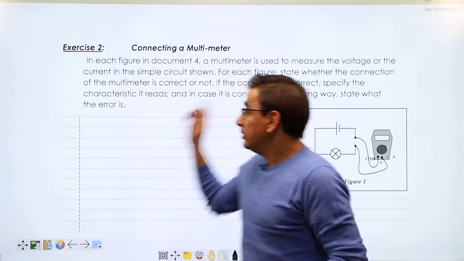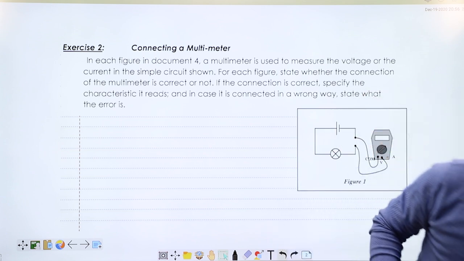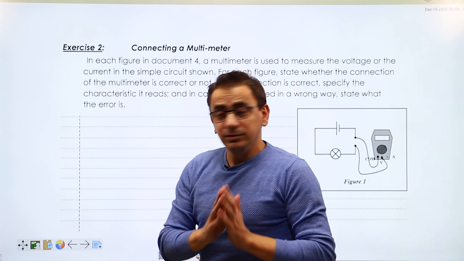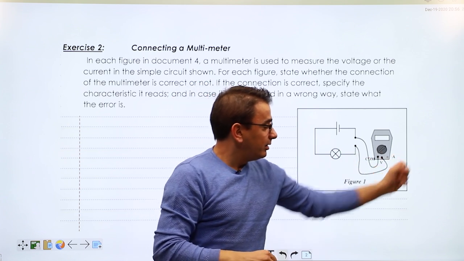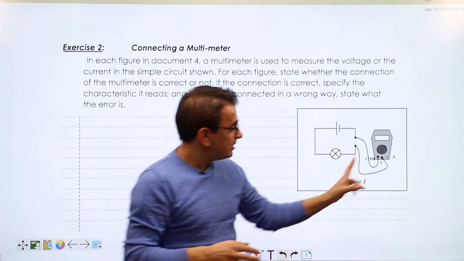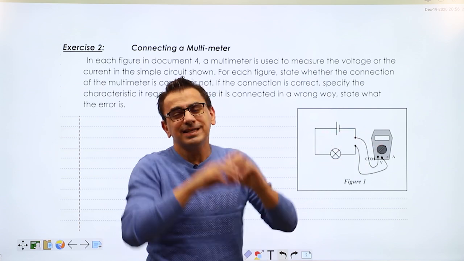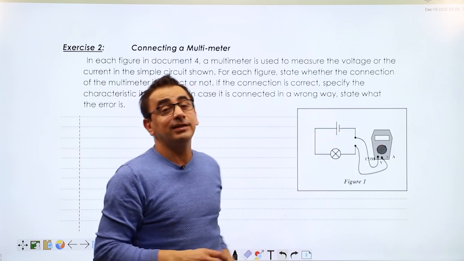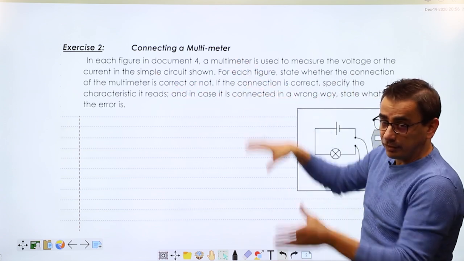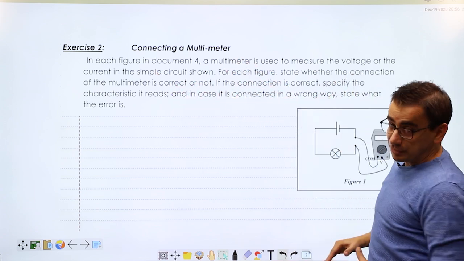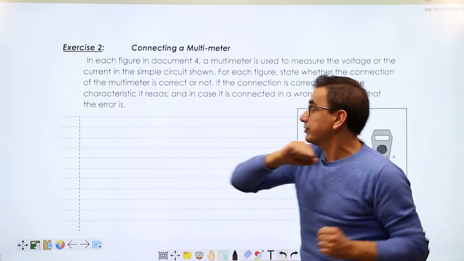Okay? Now, in this application, we just have the multimeter with the 3 entries or the 3 outlets, A, V, and COM. It is connected to a simple circuit made up of a generator and a lamp. In the question we have, in each figure of the document, we have 4 figures here, by the way. Now you can see one. On the following pages we'll display the others.